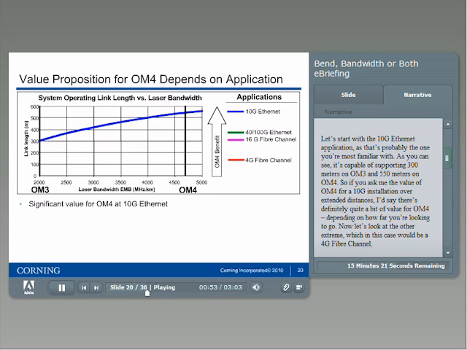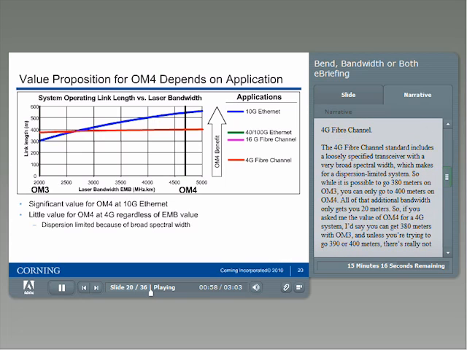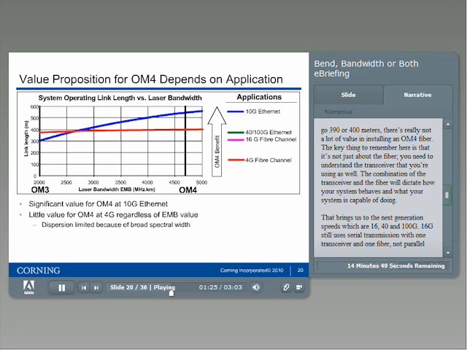Now let's look at the other extreme, which in this case would be a 4 gig fiber channel. The 4 gig fiber channel standard includes a loosely specified transceiver with a very broad spectral width, which makes for a dispersion-limited system. So, while it is possible to go 380 meters on OM3, you can only go to 400 meters on OM4. All of that additional bandwidth only gets you 20 meters. So if you ask me the value of OM4 for a 4 gig system, I'd say you can get 380 meters with OM3. And unless you're trying to go 390 or 400 meters, there's really not a lot of value in installing an OM4 fiber.